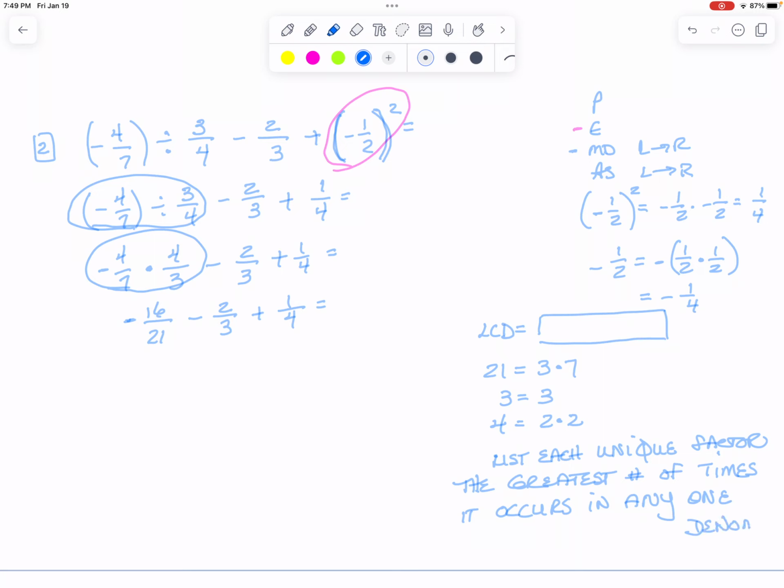All right, so that's a mouthful. So what does that mean? That means I'm looking at three unique factors. They are 2, 3, and 7. Where does the 2 occur the greatest number of times in any one? It occurs twice there. The 3 only occurs once in 21, and it only occurs once in 3, so I only list it once. And then the 7 occurs once, and I have to list it. So when you multiply all of these together, you come up with the LCD, which is 84.